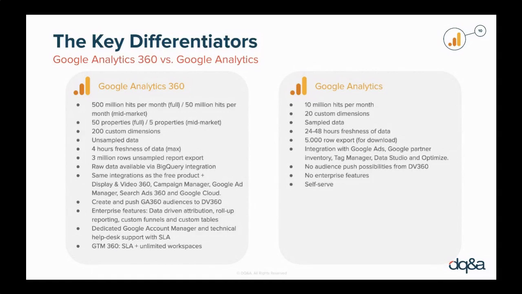And then you have a few enterprise features. Of course, you have dedicated support with a live chat. And most importantly, you have a data-driven attribution model that you can access with Google Analytics 360. I'll tell you a bit more about that later on in the webinar. So these are the main differences and key features to take into account when making this choice. And I'll guide you through the rest of the slides to explain the advantage of these features.